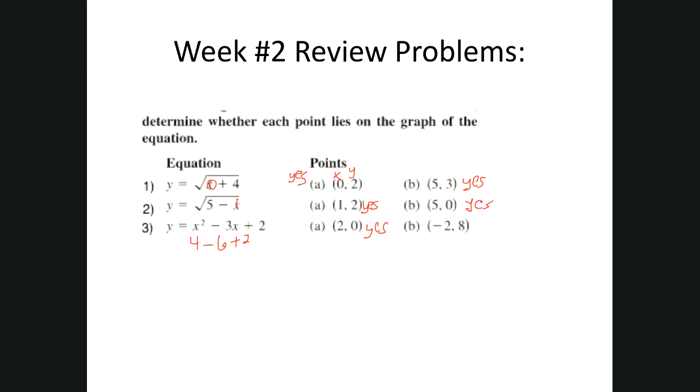How about this one? Negative 2 squared is positive 4. Minus 3 times negative 2, that's negative 6, so that's going to be plus plus. Plus 2, so that's 10 plus 2, that's 12. Oh, that one does not work because they say it's 8. So this is a no. That's the only one that comes out to be a no. All right, so plugging points in hopefully didn't cause too many problems last week.